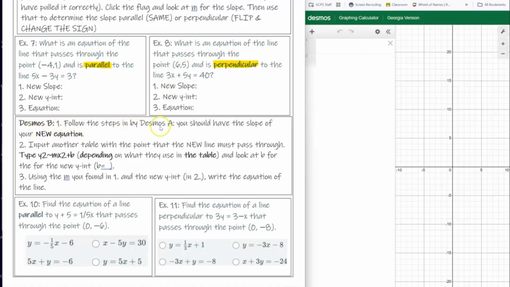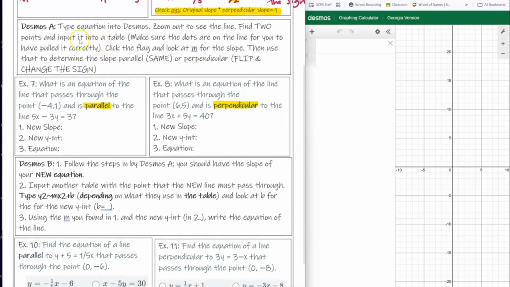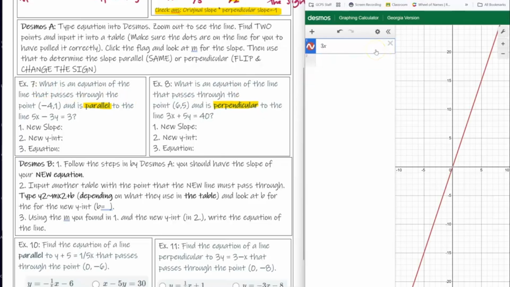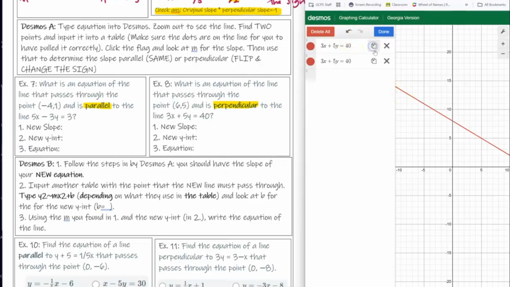It says, follow the steps in Desmos A that you should have the slope of your new equation. Okay, so I don't even need to look at my steps for Desmos A because I've practiced this enough, but I'll do it again. Type your equation into Desmos. So again, I'm doing example 8, you're doing example 7. So 3x plus 5y equals 40.